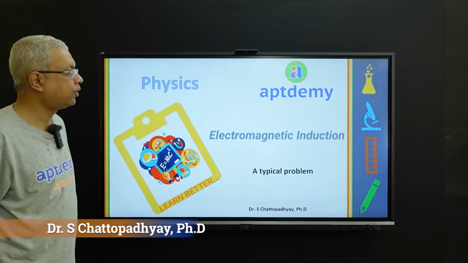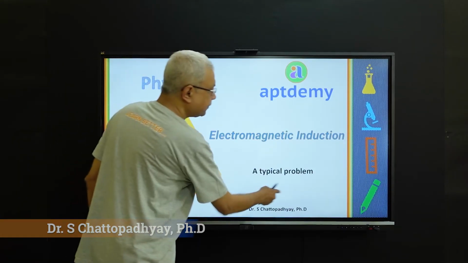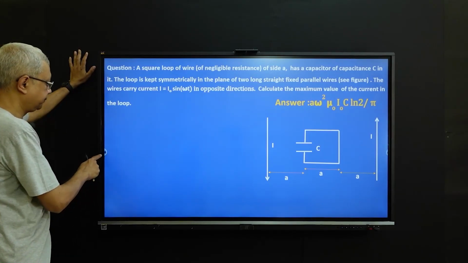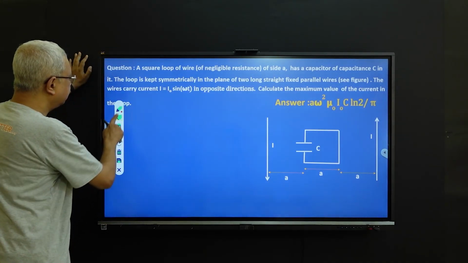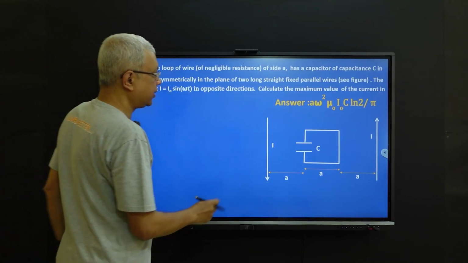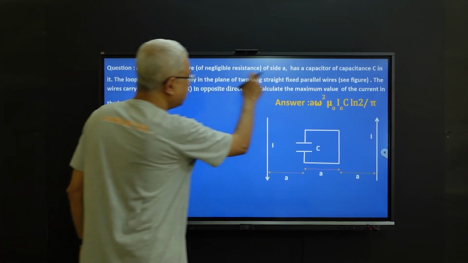Now we will consider a problem from electromagnetic induction. See the statement of the problem. A square loop of wire, having negligible resistance.